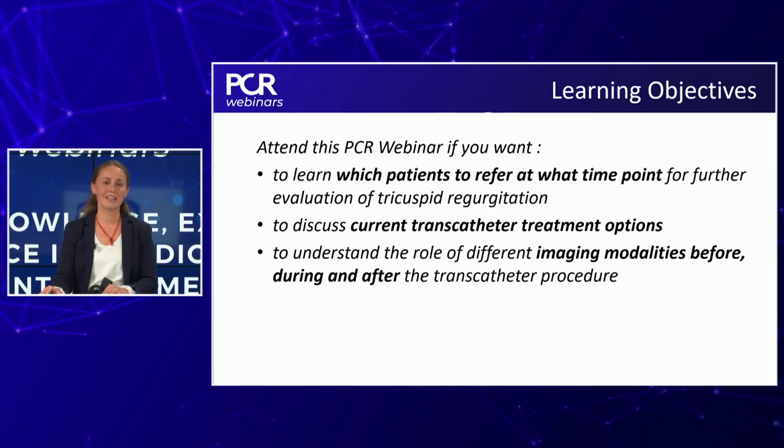So today we will look at different aspects of TR diagnostics and treatment and discuss which patients to refer, at what time point, for the evaluation of TR, to discuss the current treatment options by the transcatheter approach, and also the role of different imaging modalities for the baseline evaluation, procedural imaging, and follow-up of these patients. And without any further ado, I would hand over to Felix for the first case, for this case-based discussion.